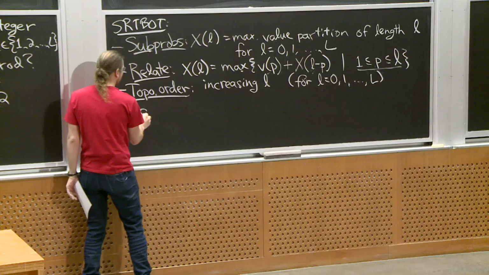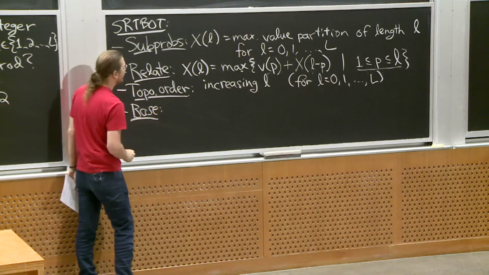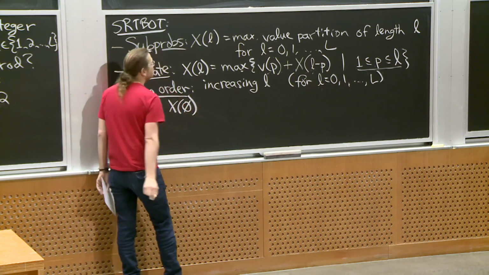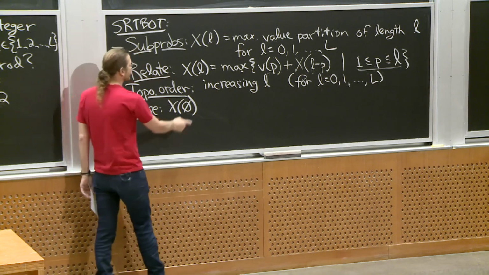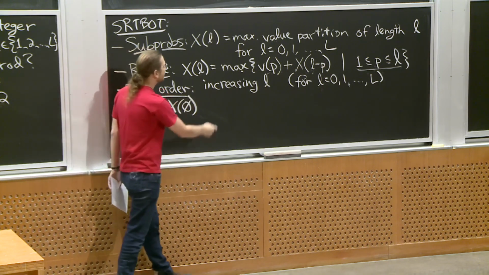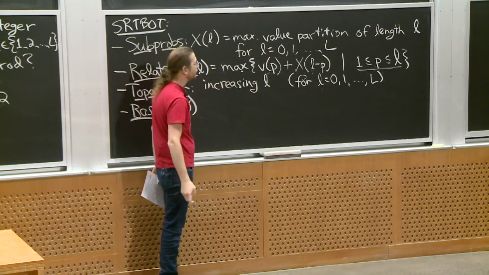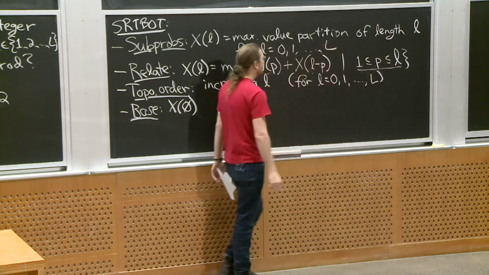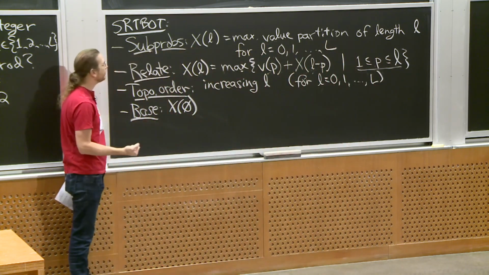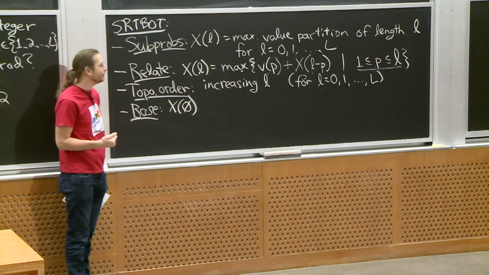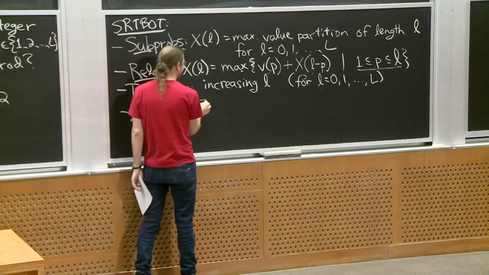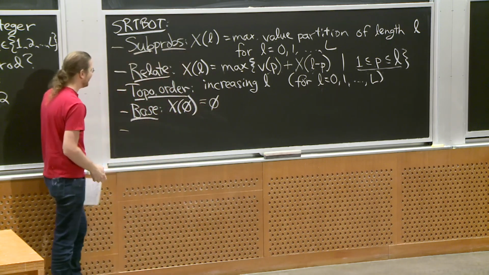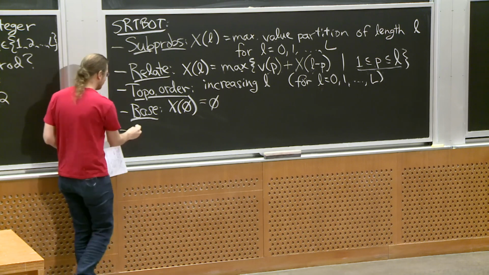OK, base case would be x of 0. That's the first thing we'll want to compute here. Indeed, this formula doesn't make much sense if I have x of 0, because I can't choose a number p between 1 and 0, even non-strictly. So what does it mean? Well, if I have a rod of length 0, I can't get any money out of it. So that's it, just 0. That's an assumption, but a reasonable assumption. You don't get something for nothing.